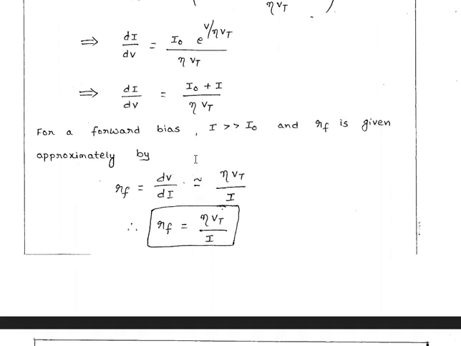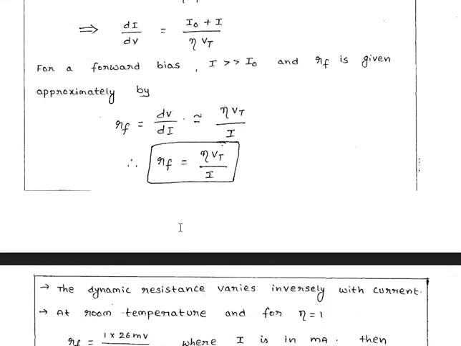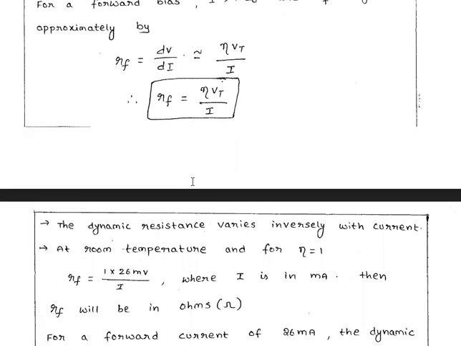I substitute that I plus I naught in place of I naught into e power V by eta Vt. Since the current through the diode is very much greater than the saturation current, I'll consider I. Now, to find the forward dynamic resistance, Rf is equal to dV by dI, that is the reverse of this, that is eta Vt by I, since I naught is neglected, as it is very small when compared to I. So Rf is equal to eta Vt by I.